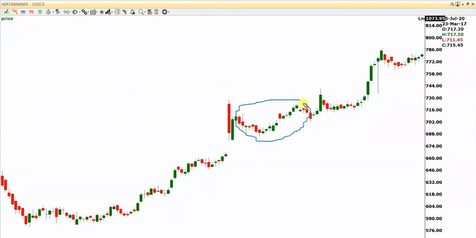So what I can say, this particular area, this is just some 30 odd points, that's it, and the time taken is hardly a month, right? So I can call this area reaccumulation. What's the word? Reaccumulation.